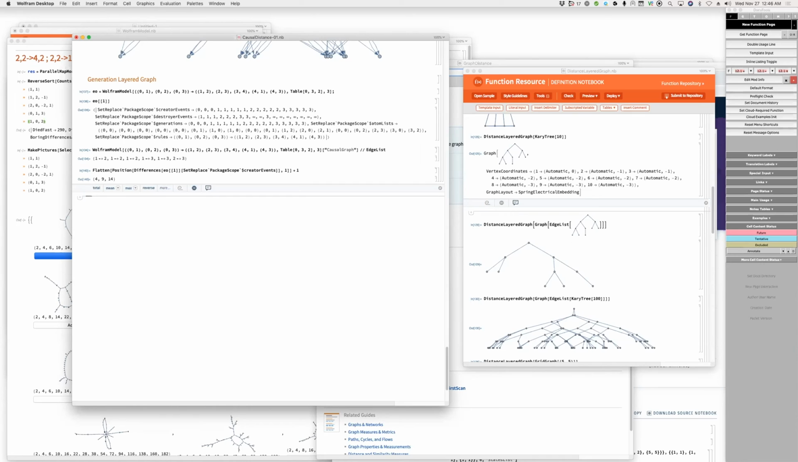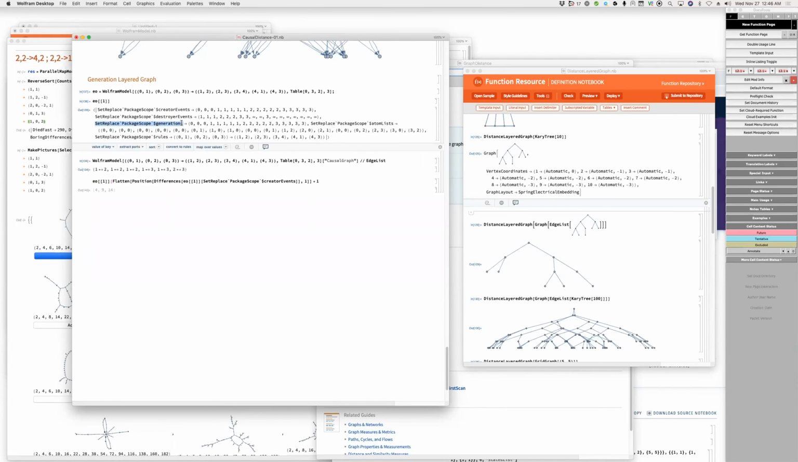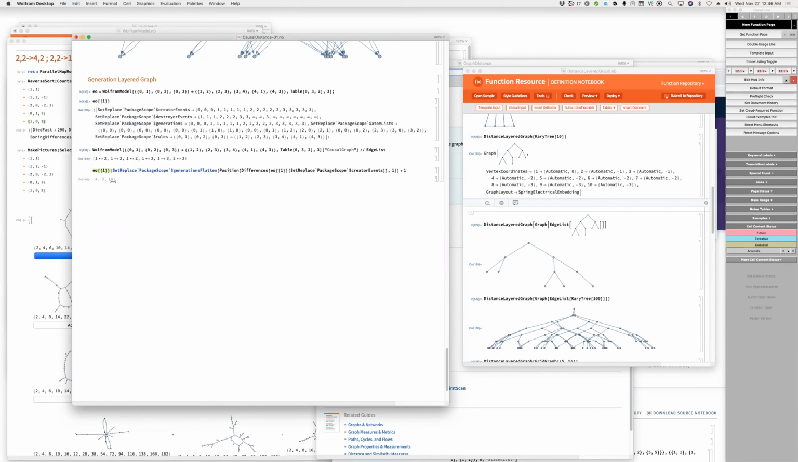That gives us, okay, then do generations of that list. That gave us the first positions for each event, except for 0. Okay. Yeah, that's all we want. So this is now the y coordinates. Now what we want here.